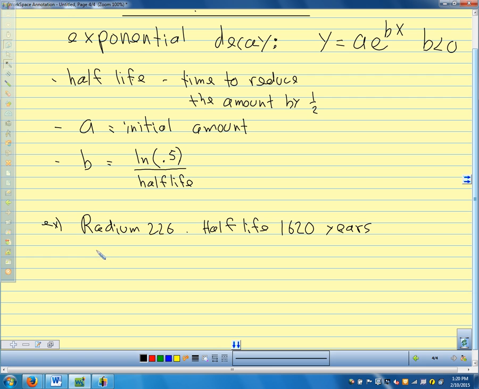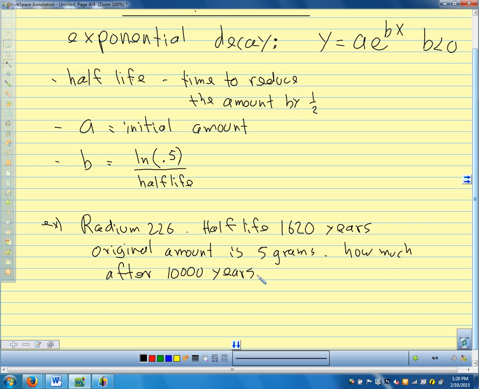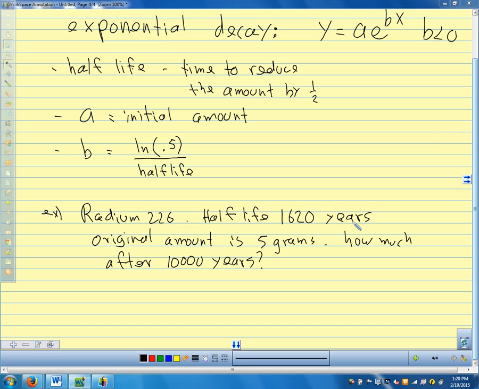If our original amount is 5 grams, we want to know how much is left after 10,000 years. So it's going to keep decaying. The radioactive materials are going to fly off, all the different kinds of radiation involved, depending on what kind of isotope this is, and the stuff that flies off is going to reduce the mass of this piece of radium. We want to know how much is going to be left after 10,000 years.